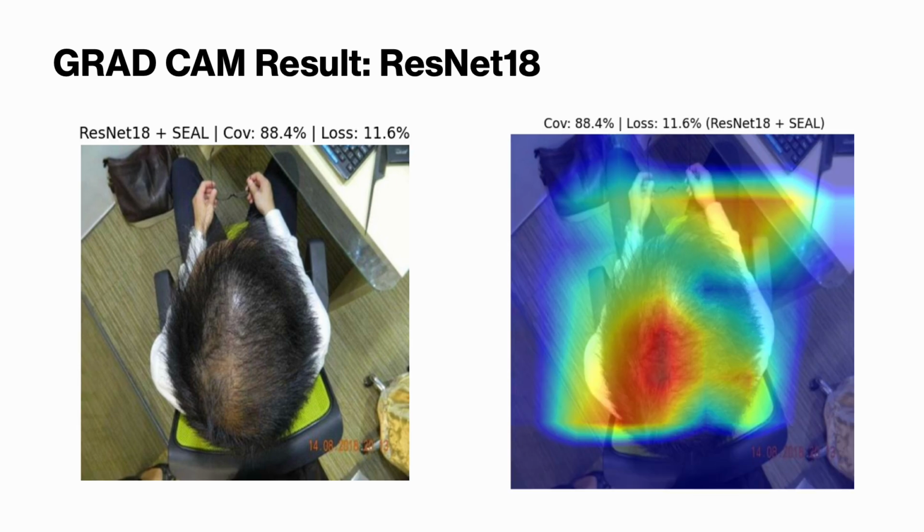Now ResNet18 plus SEAL on the same image. It also activates over the central scalp, but look at how much more diffuse the heat map is. It spills into the surrounding hair regions and even into background areas like the person's shoulders and chair. ResNet18 is finding the right general area, but it's not localizing as confidently. This broader, noisier activation is consistent with ResNet18's weaker quantitative performance. Capacity matters for spatial precision, not just global accuracy.